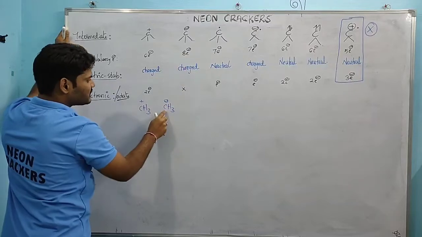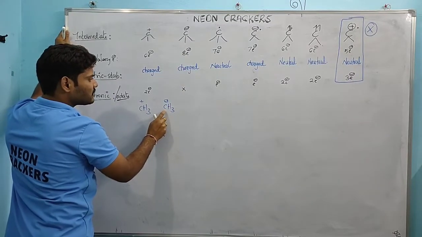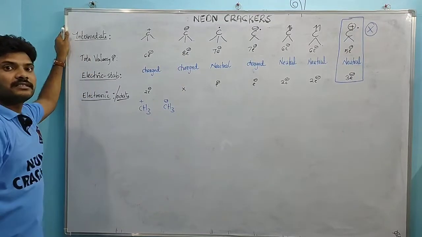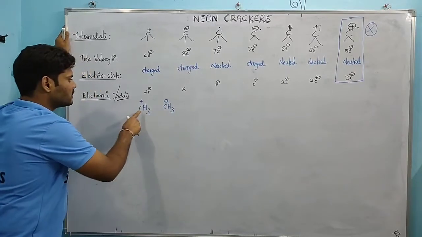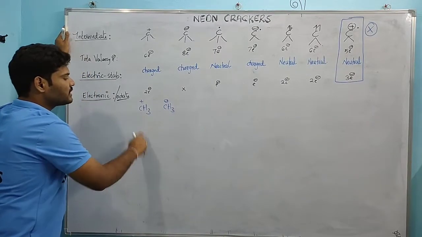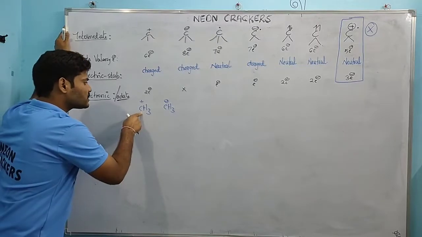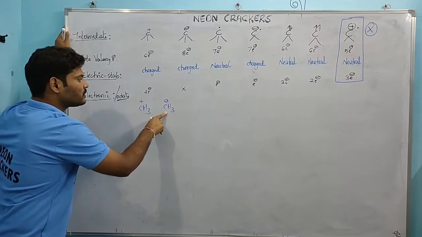Now here, how many valency electrons are there? 8 valency electrons are there, and it is insufficient. Only 6 valency electrons. So it requires 2 electrons. It can donate 2 electrons.